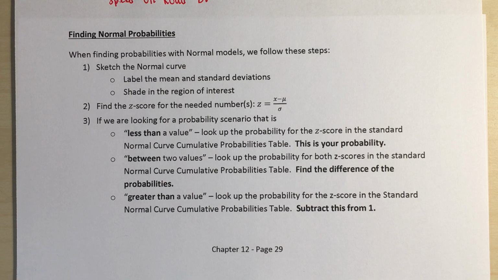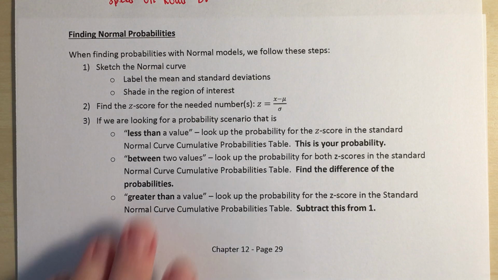on these problems. So if we're looking for a probability scenario that is a less than value, we're going to look up the probability in the table associated with that z-score, and that's going to be our probability. If we're looking for a probability that is between two values, we're going to look up two values in our table, and we're going to find the difference of those. If we're looking for a greater than value, we're going to look up a probability in a table, and then we're going to find its complement. We're going to subtract this from 1. So this is going to be the process that we're going to go through in the next few examples.